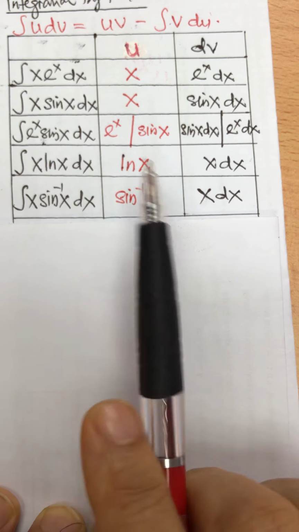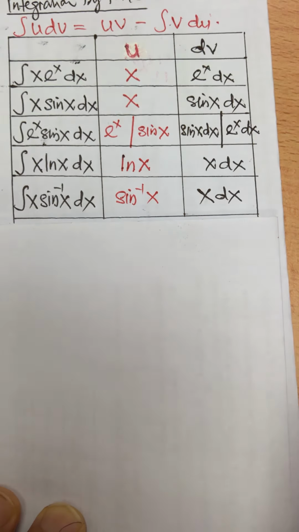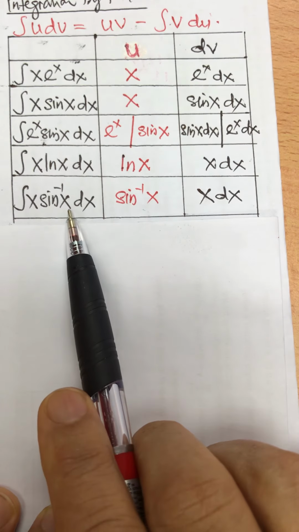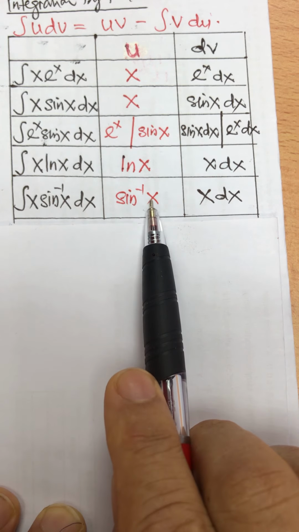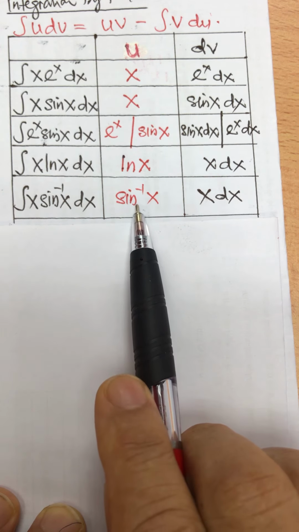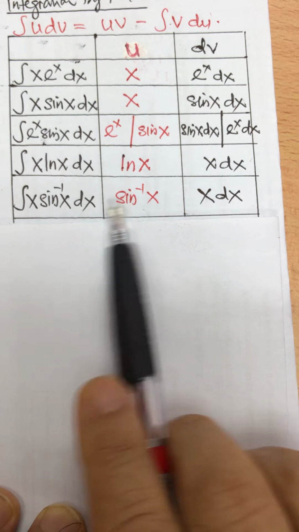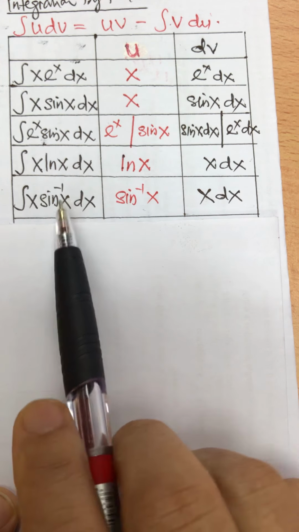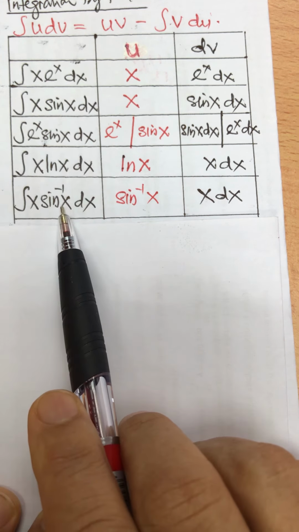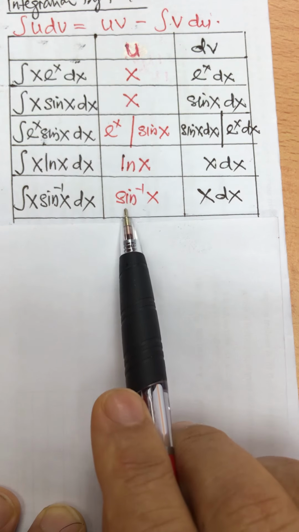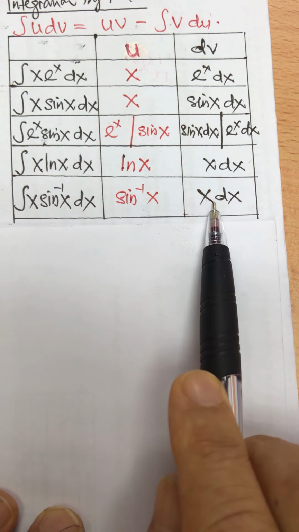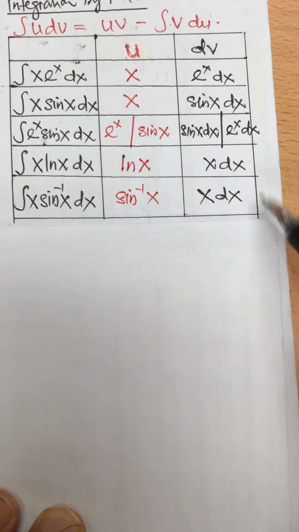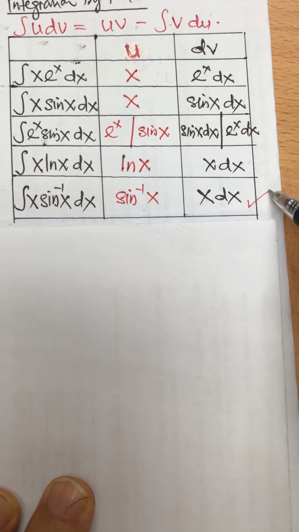Okay, that day I remember I gave you, I can't remember which video, but I said the x is here. Actually no, the u is the arc sine. That day I put the x here, but that is not right, so you just do the correction. So for algebraic and inverse trigonometry, the u is always the inverse trigonometry. Then the dv is this one. Okay, so this is the correct one.